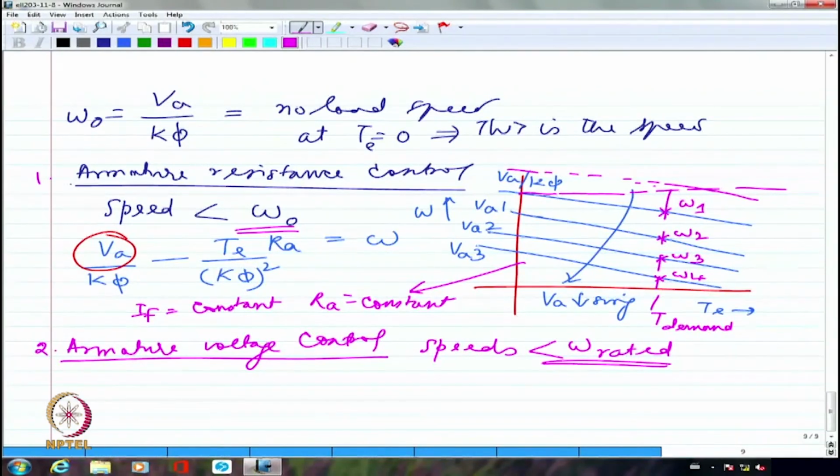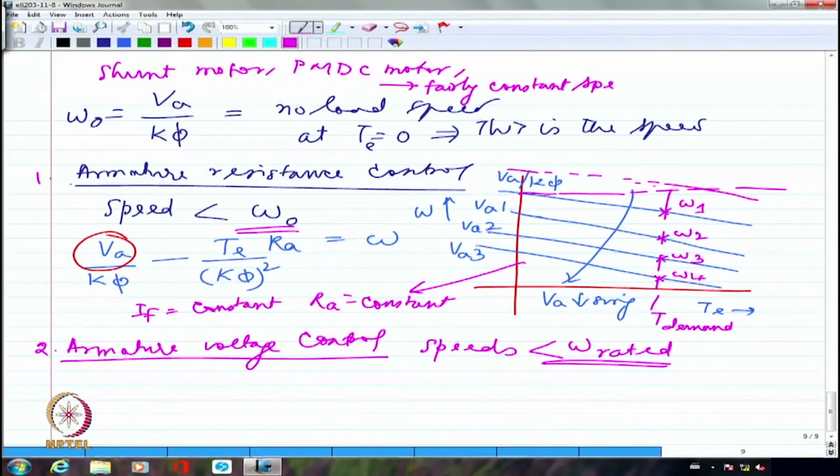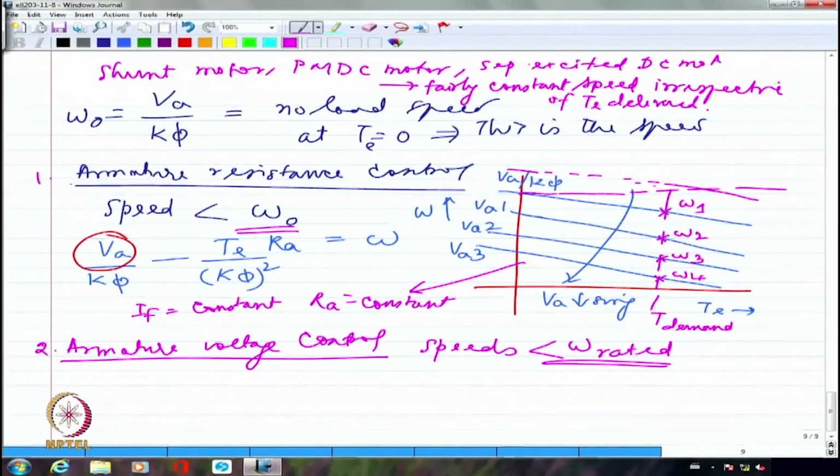Because you would see that the series motor is just the other way around. We'll talk about the series motor eventually. But what we see in the shunt motor or PM motor or separately excited motor, right? All of them have fairly constant speed irrespective of TE delivered, right? So, we are essentially looking at the shunt motor or PMDC motor as having a fairly constant value of speed, provided of course VA is a constant, flux is a constant, and so on and so forth. Right, and RA is also a constant.